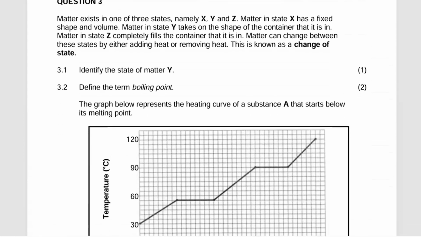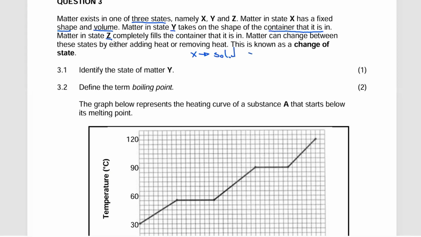It says matter exists in one of 3 states, namely X, Y, and Z. Matter in state X has a fixed shape. Something that has a fixed shape and a fixed volume should be a solid. Matter in state Y takes on the shape of the container it is in, and matter in Z completely fills the container. So our X, according to the statement, refers to a solid.